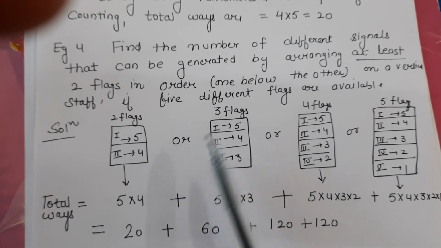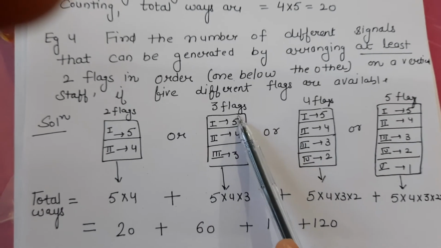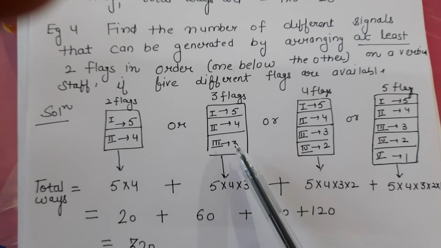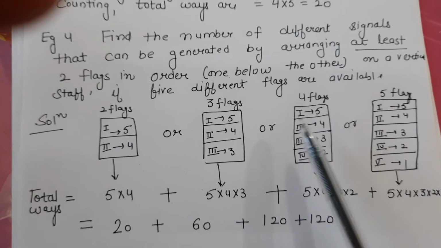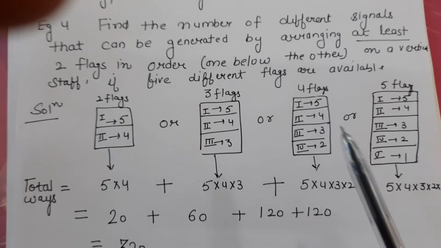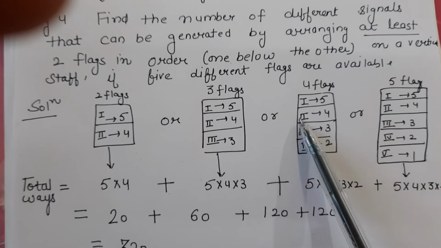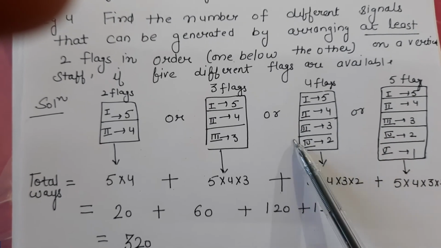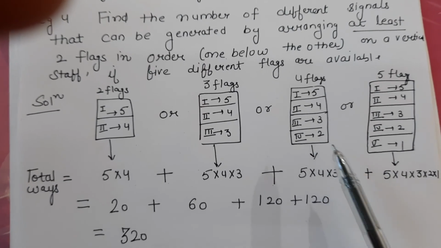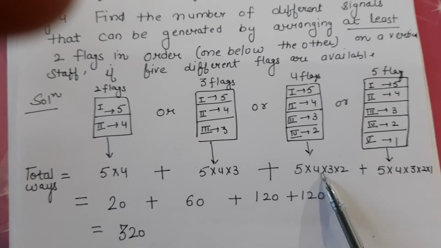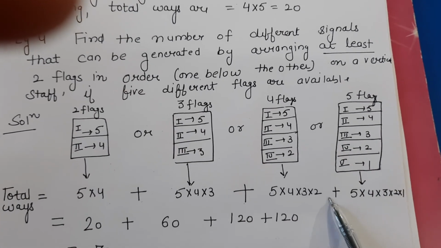Or 3 flags. For or we have addition. You have now 3 flags. It can be filled in 5, next 4, next 3. So 5 into 4 into 3. Answer is 60. Or means again addition. 4 flags. Now the first place can be filled in 5 ways, the second place in 4 ways, the third place in 3 ways and this place in 2 ways. So 5 into 4 into 3 into 2. Answer is 120.